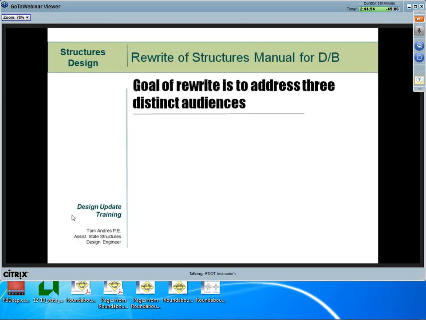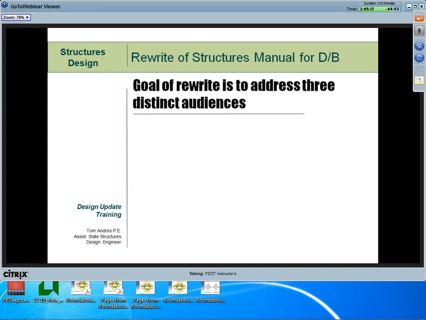Okay, let's go ahead and get started. Let me spend a little time briefing you on our recent structures manual rewrite for design build, which was published last month. Then at the end, I will address where we are in our current PPM rewrite, which, like I said, is due to be completed in July.